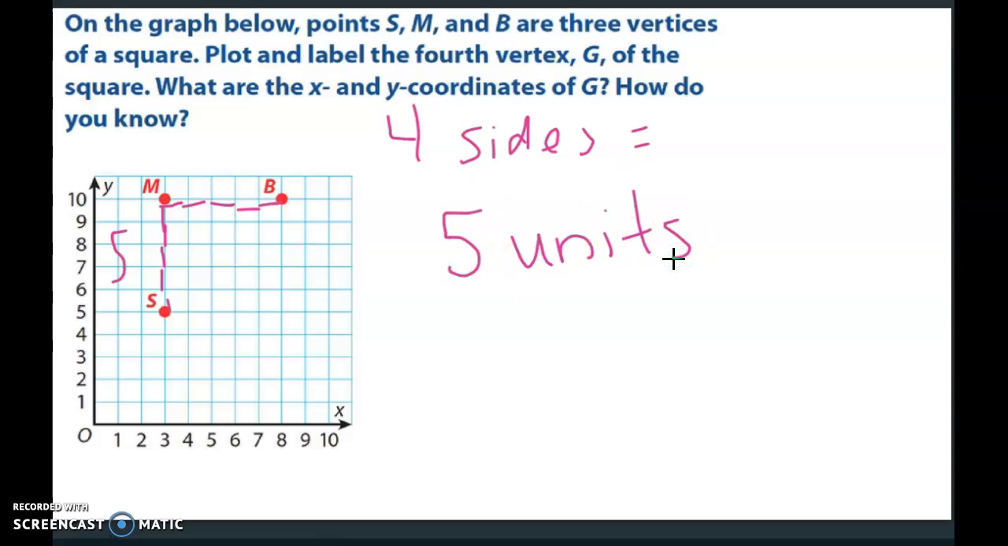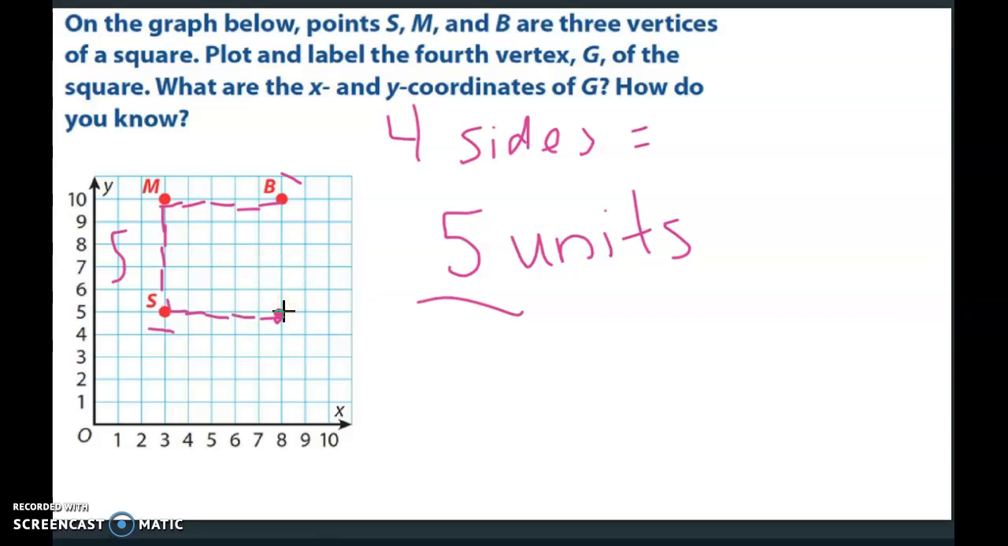So I'm going to count. I can either count over from my S, or I can count down from my B to make the last corner. I'm probably just going to count over. Remember, I'm counting over 5 units because I want to make sure that this side length is 5. 1, 2, 3, 4, 5. And then I'm going to plot my point right there.